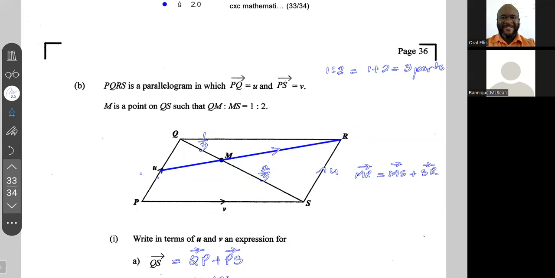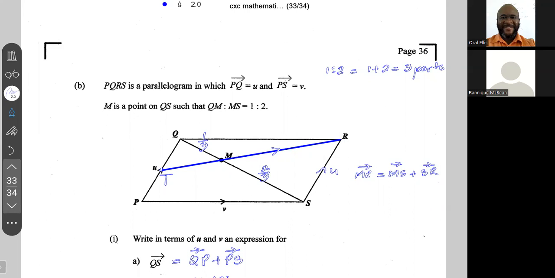We're told that T is the middle of PQ. So that's this point here is T. If it's in the middle, we're asked to show that T, M, and R are collinear. That means they're in a straight line. Remember, two vectors are in a straight line when they are parallel and they share a common point. Two vectors are parallel if they have the same base vector.